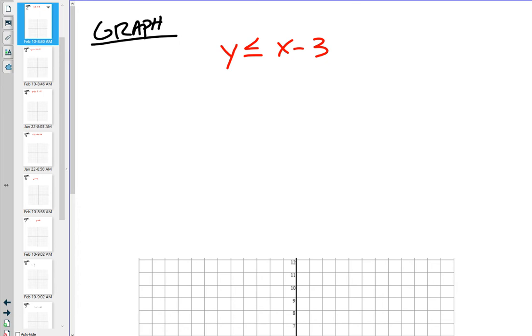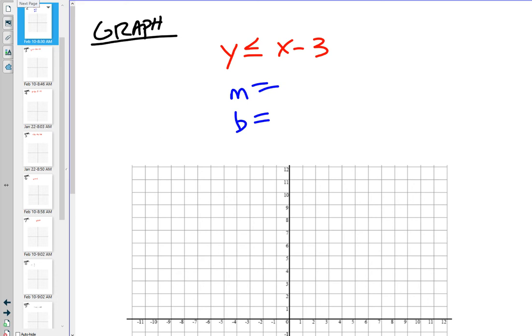Okay, so I want to graph this. What's good about the graphing? Y is by itself. When y is by itself, how do we graph? We identify slope and y-intercept. Jonathan, what's my slope here? Blanca, what's the slope? It is 1. And for graphing purposes, we can also write it as a fraction. So we'll write 1 over 1.